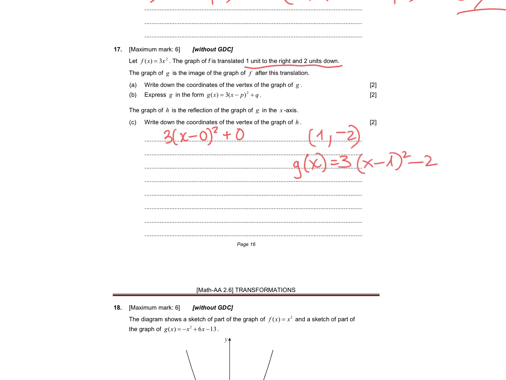The graph of h is the reflection of the graph of g in the x-axis. Write down the coordinates. So this is just flipping over the x-axis. So it's going to make the y's the opposite sign. So 1, 2.